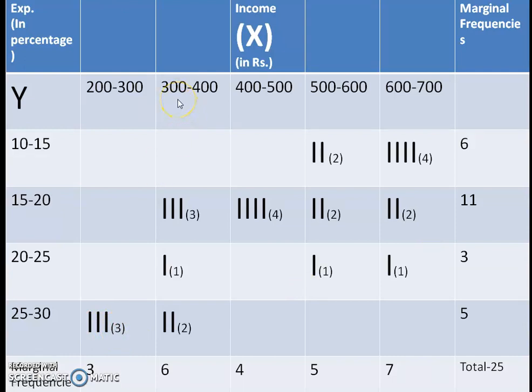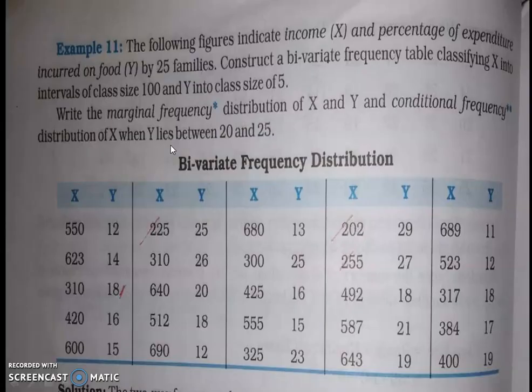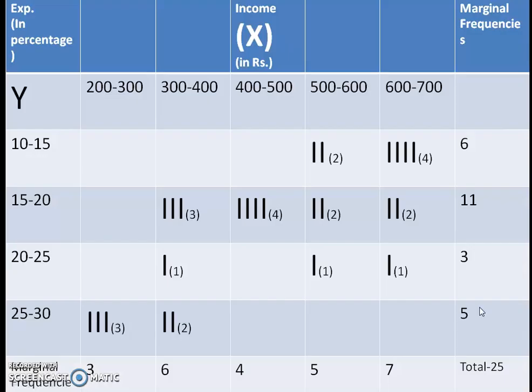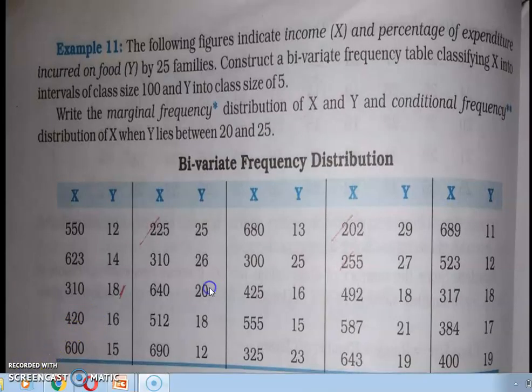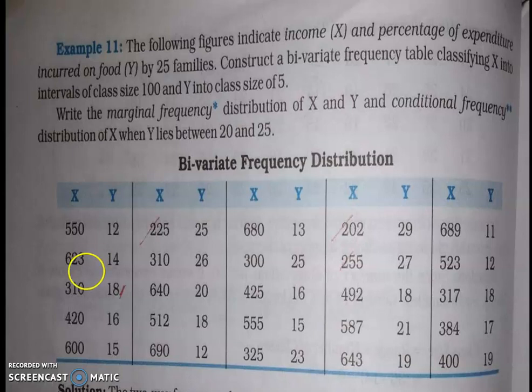Similarly, in the range 300 to 400 and 10 to 15, there are no such variables, okay. 300 to 400, we have 310, but the y variable is not between 10 to 15, okay. See, we have 300, the y value is 25, so there is no such variable, okay. 300 to 400, between 15 to 20, we have 3 variables, okay. Let's see which are the 3 variables.